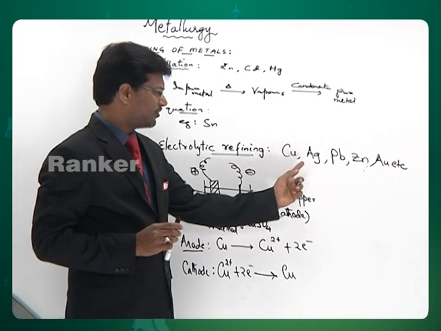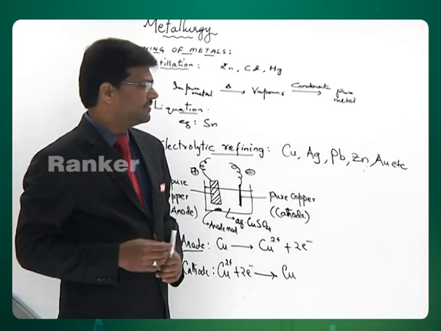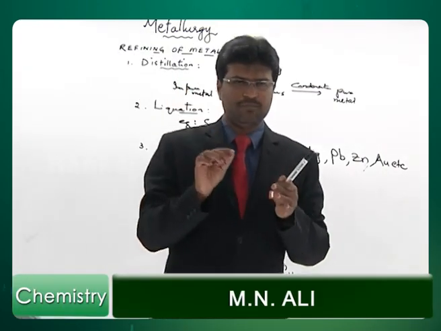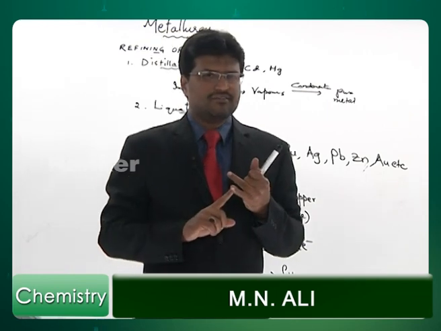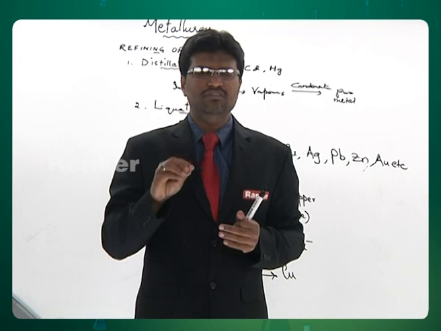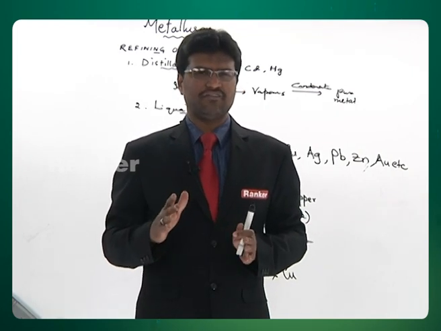I have given the examples of copper, silver, lead, zinc, gold. These metals can be comfortably purified by electrolytic refining. I'll just remind 2-3 points. Impure metal is made anode, pure metal is made cathode, and the soluble salt of the same metal acts as electrolyte. This is electrolytic refining.